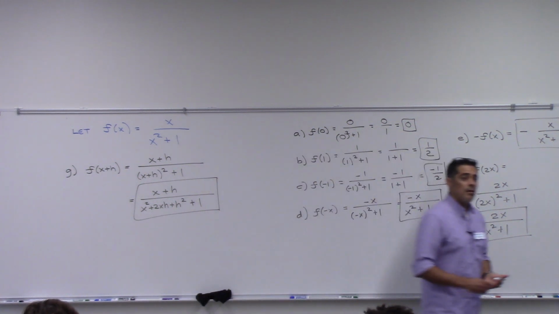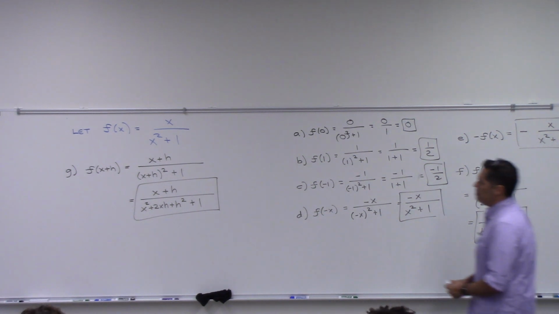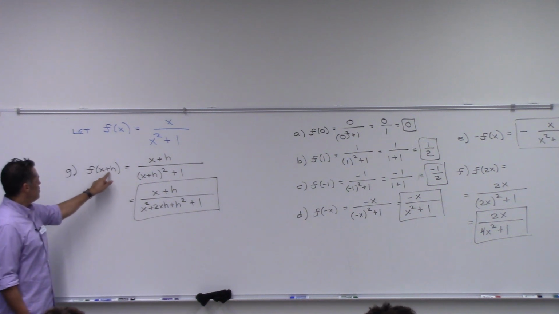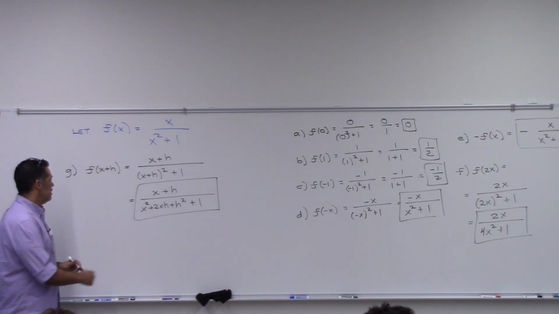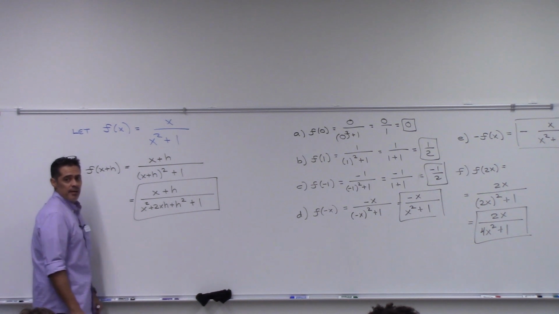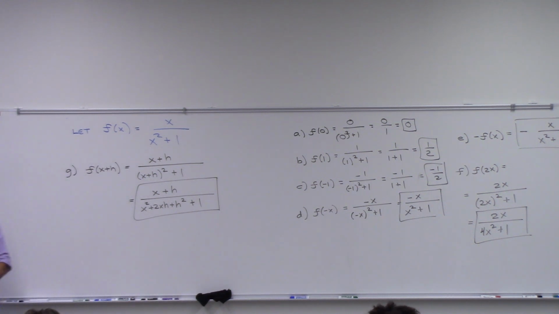All right, there they are. Oh, I missed one? F of x plus 1? Okay, well, I can tell you it would be this answer, right? X plus 1. This is x plus h, so if I replace h with 1, that's the answer. So you should get x plus 1 over x squared plus 2x plus 2. All right, does anyone have any questions over those? Take a look at them.